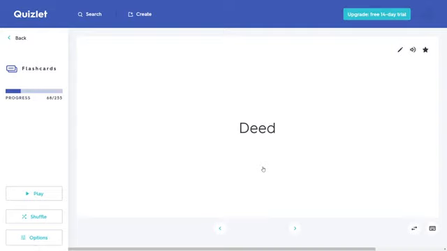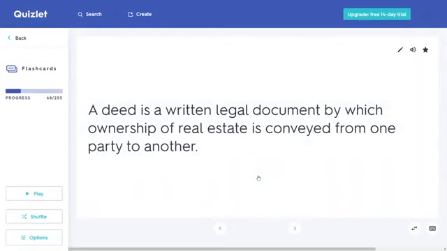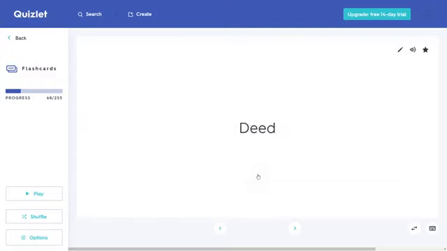All right. Deed. Okay, here we go. A deed is a written legal document by which ownership of real estate is conveyed from one party to another. And I just realized that I gave you guys the explanation before I gave you a second to think it over, and I apologize. But that's pretty much it for this one. I'll try not to do that again. I'm sorry. Pretty self-explanatory. I'm sure you guys are familiar with deeds. If not, we actually do have a video on deeds, so I encourage you guys to watch that.